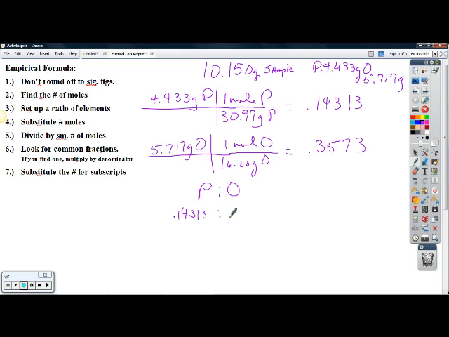0.14313 to 0.3573, divide by the smallest, and I'm just going to draw one big line, and I'm going to divide by the smallest, 0.14313. Now, a while ago I put that under each one so that I make sure that you knew that I was dividing each one by that number. I'm doing the same here.